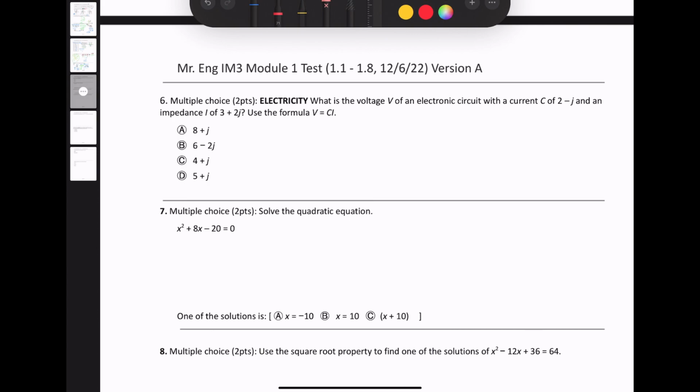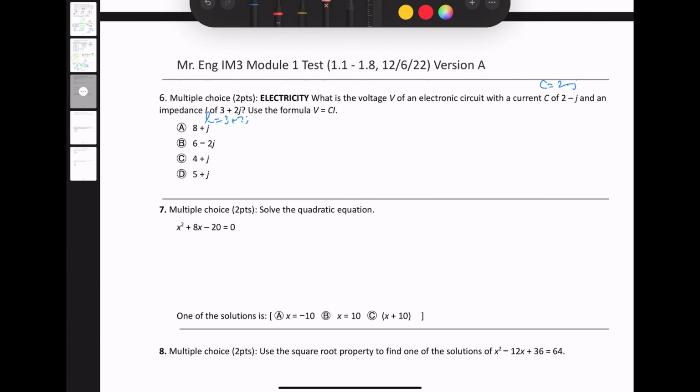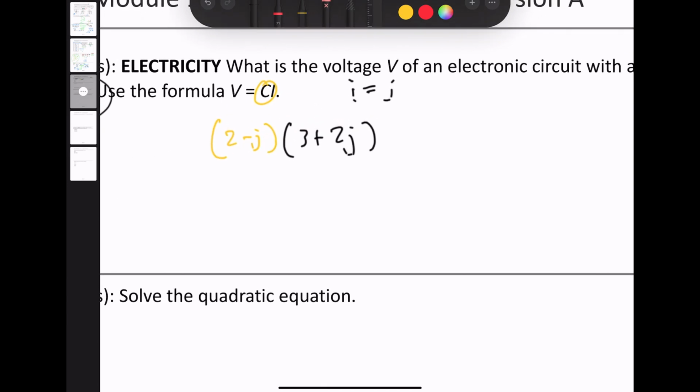All right, question number 6, electricity. What is the voltage of an electronic circuit with current C of 2 minus j and an impedance, or maybe L, equals 3 plus 2j? We're going to use the formula V equals CL. And so if I know that C is equal to 2 minus j, and L is equal to 3 plus 2j, and i is equal to j, or imaginary is equal to j.